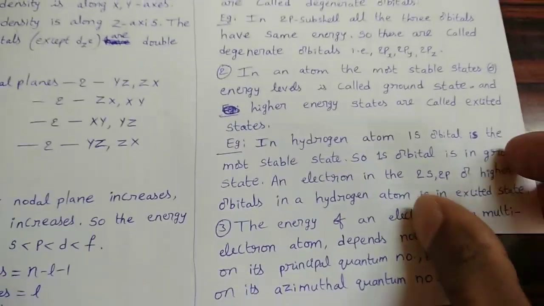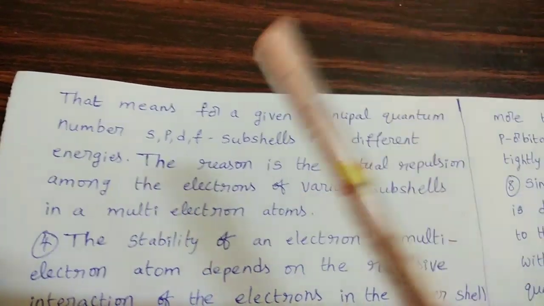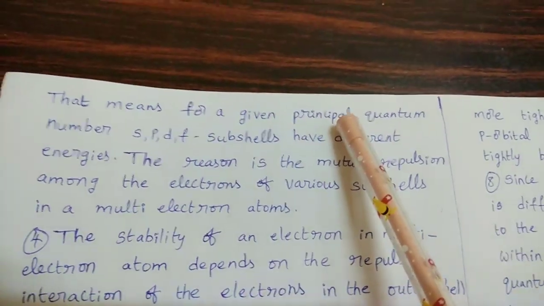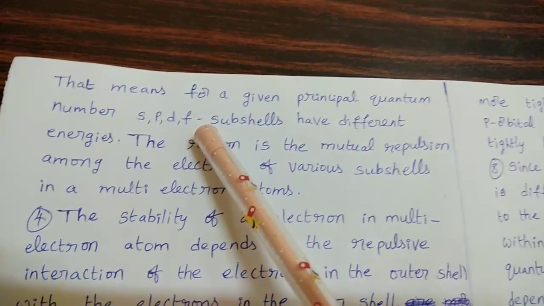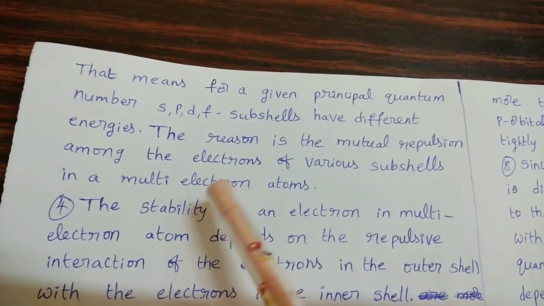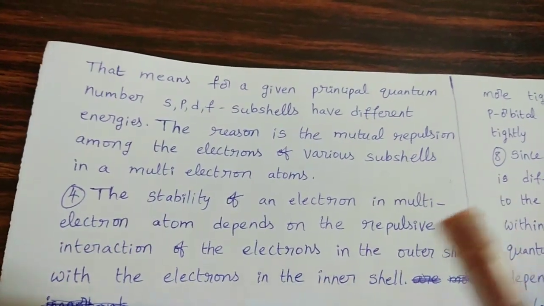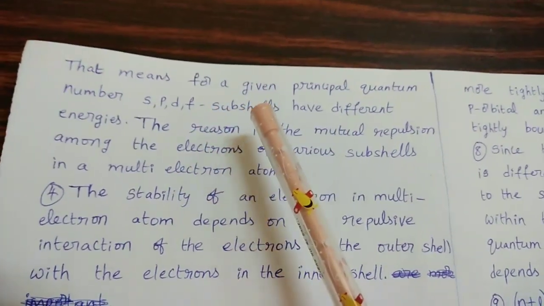Okay. Say this, how these two influence the energy of the electron. That means for a given principal quantum number, s, p, d, f subshells have different energies. So the principal quantum number is the same. In the same shell, if we consider different subshells, they have different energies. What is the reason for this? The mutual repulsion among the electrons of various subshells in a multi-electron atom. In a multi-electron atom, electrons are present in different subshells. Among those electrons, repulsive forces are there. Those are responsible for the different energies of different subshells.